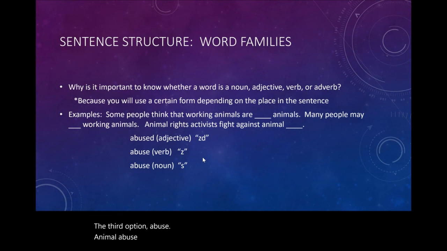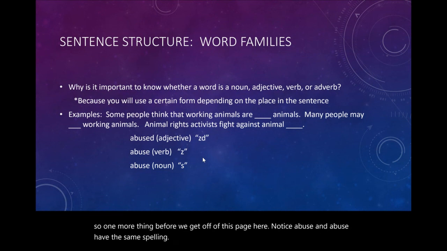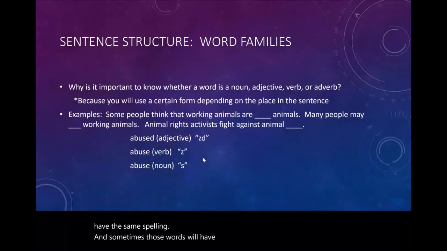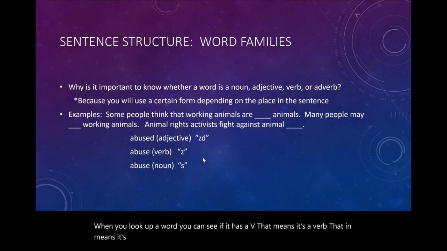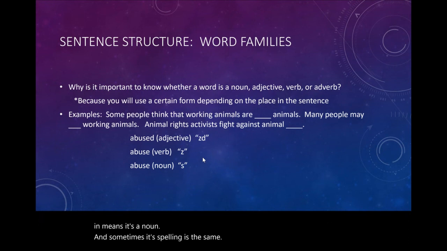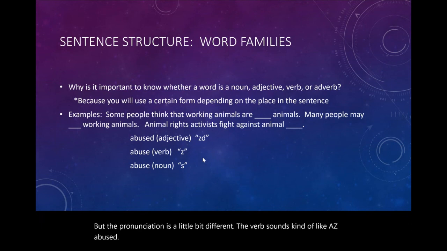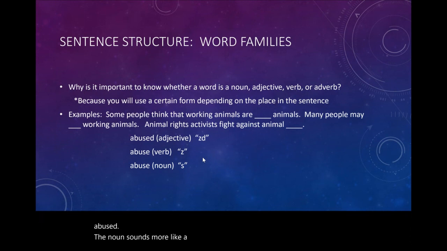Okay, so one more thing before we get off of this page here. Notice abuse and abuse have the same spelling, and sometimes those words will have the same spelling, okay? When you look in the dictionary, when you look up a word, you can see if it has a V, that means it's a verb. The N means it's a noun. And sometimes the spelling is the same, but the pronunciation is a little bit different. The verb sounds kind of like a Z, abuse, abuse. The noun sounds more like an S, abuse, abuse.